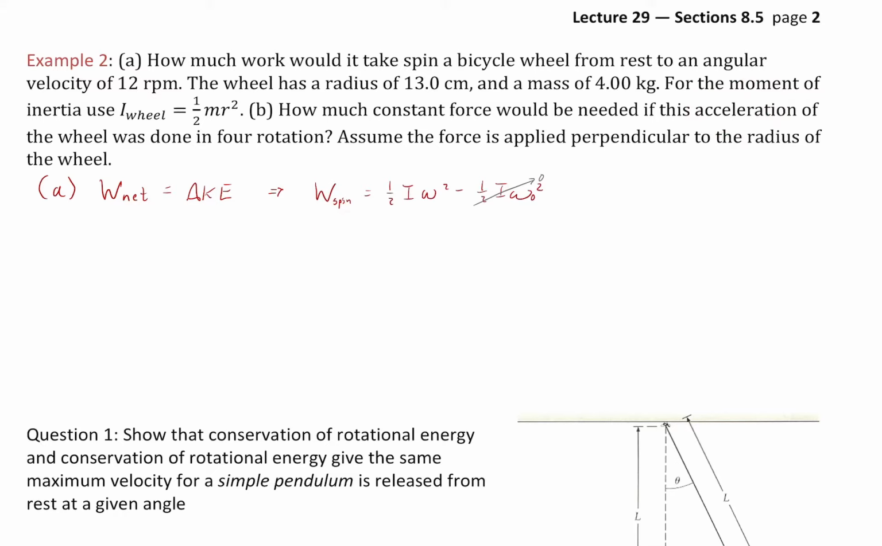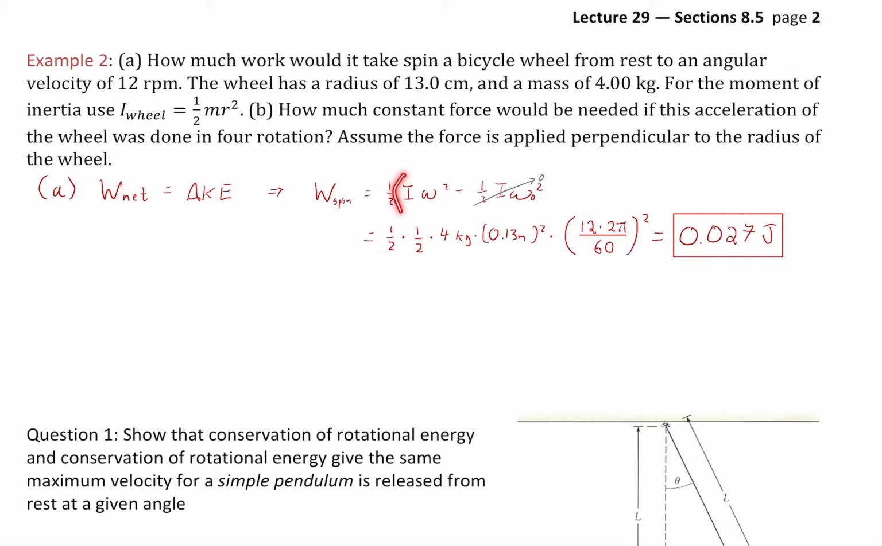So then the work to spin is just going to be equal to 1/2 I omega squared minus 1/2 I omega naught squared, but the wheel started from rest, so the initial kinetic energy is 0. So that means that the work to spin up the wheel to that particular rate of 12 RPM is just equal to the final kinetic energy of the wheel, which makes sense. And so then we just have 1/2, then we're going to insert the moment of inertia as 1/2 mr squared, plugging in the appropriate mass and radius, converted to meters.